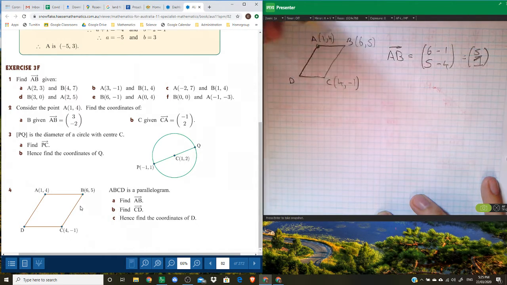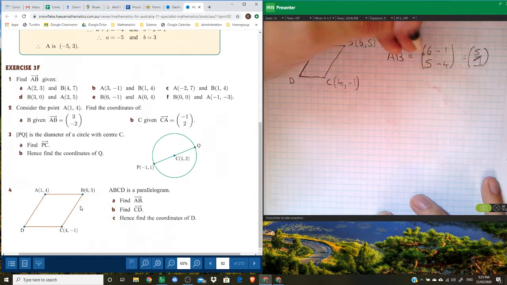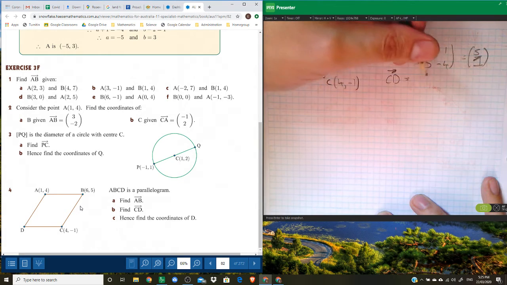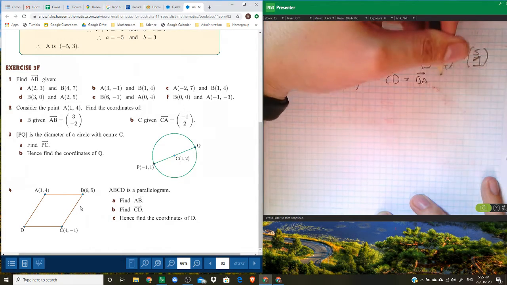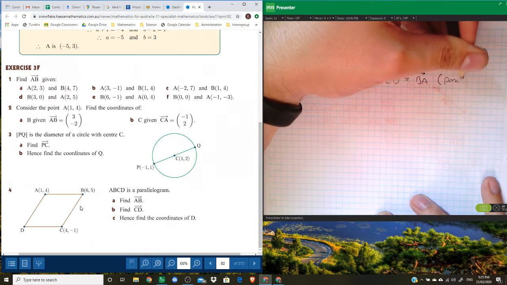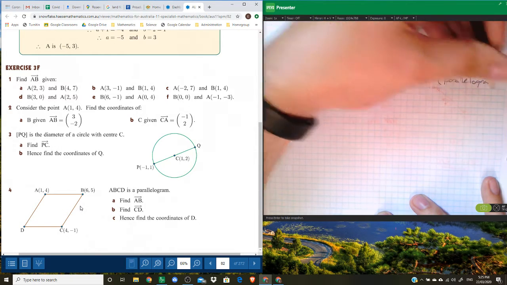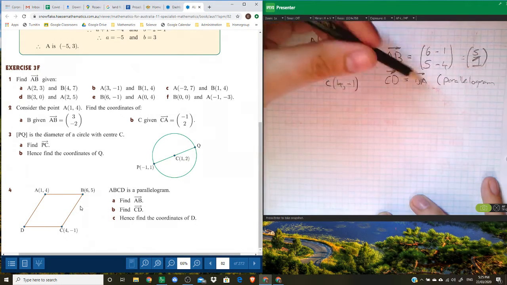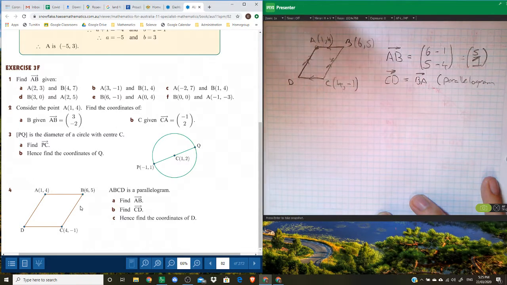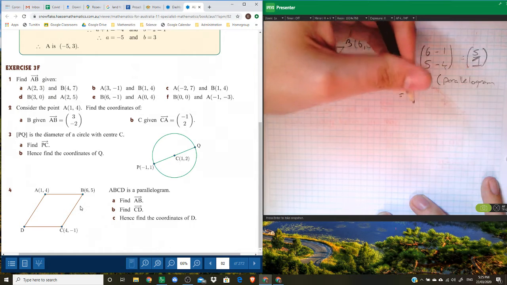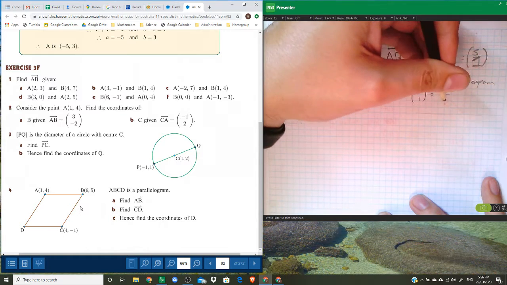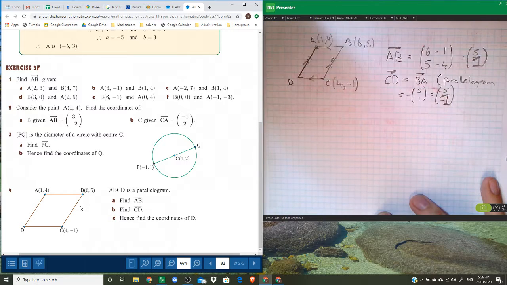Find C to D. C to D equals B to A because it's a parallelogram. In a parallelogram, opposite sides are parallel and the same length. So these two would be equal, and you've got to get the direction correct. So that will be equal to -5, 1, which is -5, -1. Oh, I've done it again. I keep doing that out of habit.